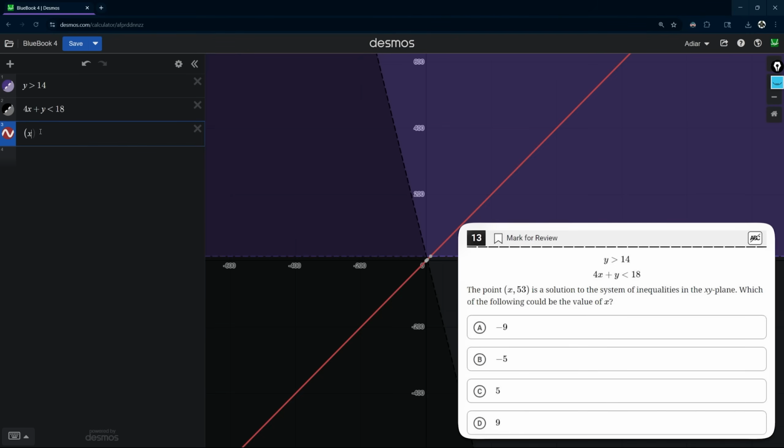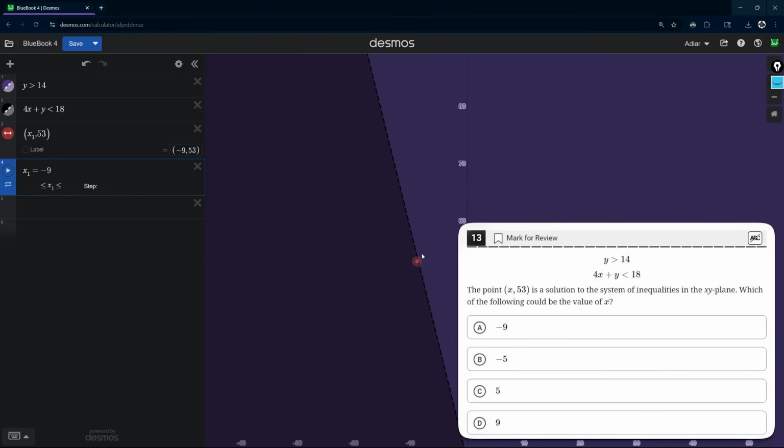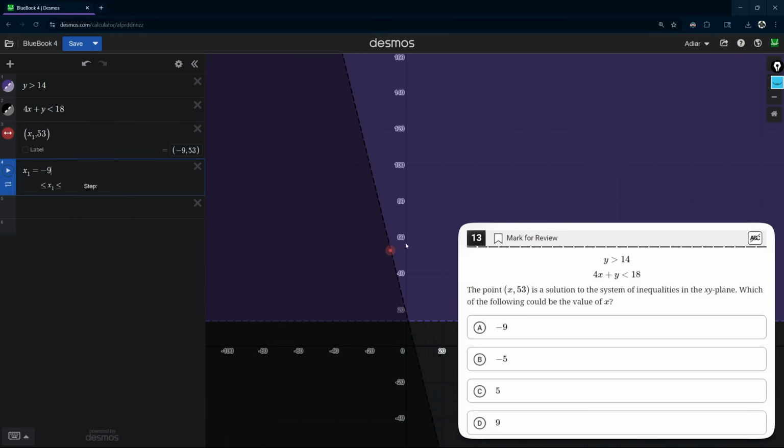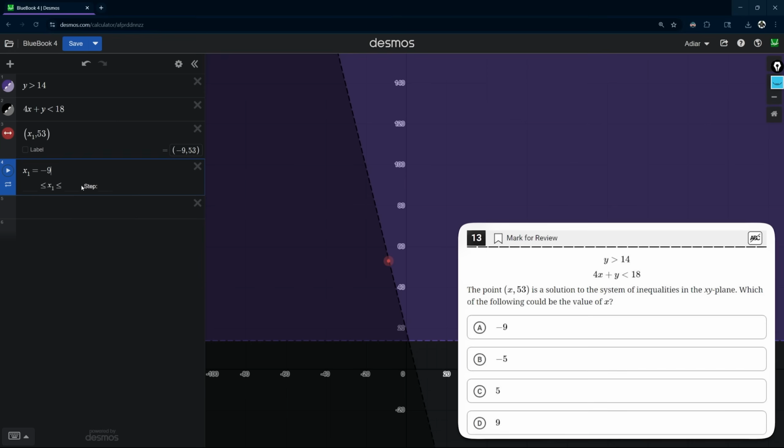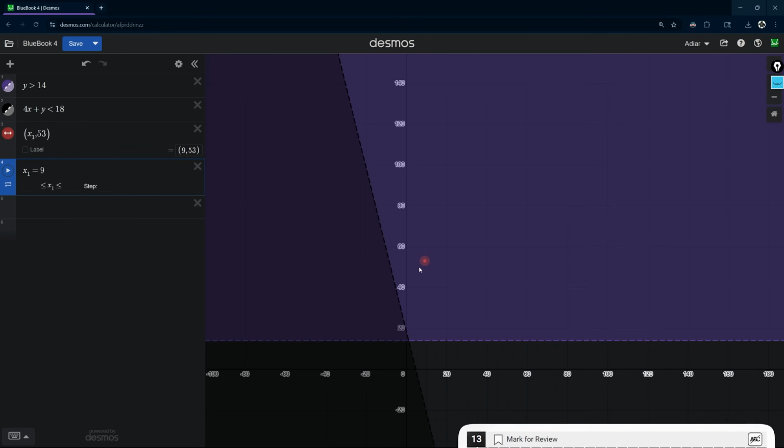So if we go x1, comma 53, and we test our values of x1 by what the answer choices are, we can try a, which is negative 9. We test negative 9, and if we zoom in really far, we see that it actually is a solution because it lies in the top left part of these inequalities. It lies inside the solution region, but just barely. If we try negative 5, we see that that is definitely outside of our solution. If we try positive 5, that is most definitely outside, and 9 will be way outside of our solution. So negative 9 is the correct answer.